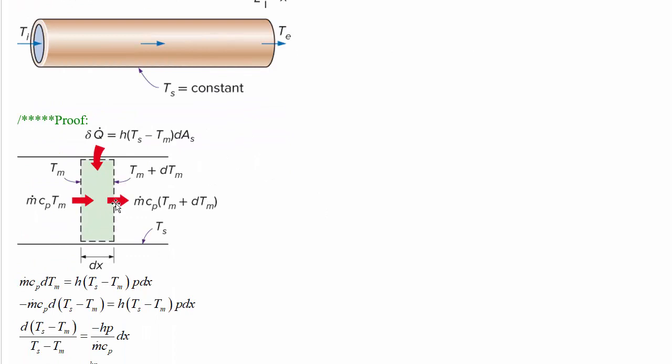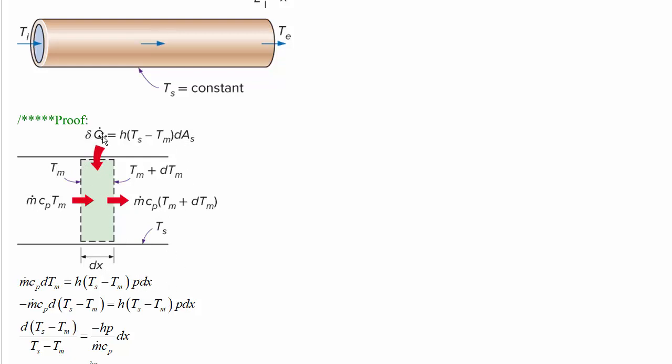So let's do that. We've got a small element of fluid, and we've got a little bit of heat going into it, and that's equal to h times the surface minus the mean temperature by our definition of how h works now. It's not the free stream, it's the mean fluid temperature, multiplied by the little bit of area that is in contact from the wall to the fluid. So that would be perimeter multiplied by dx. That would be dAs. That's this right here.